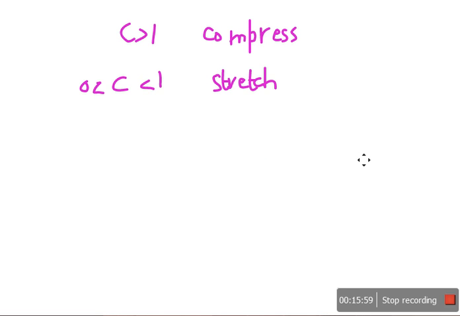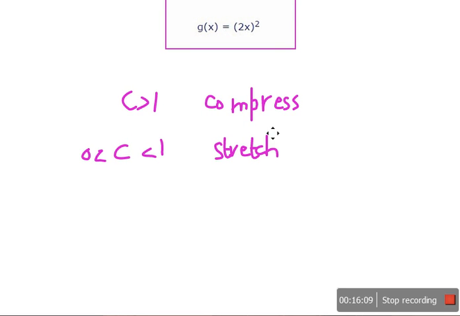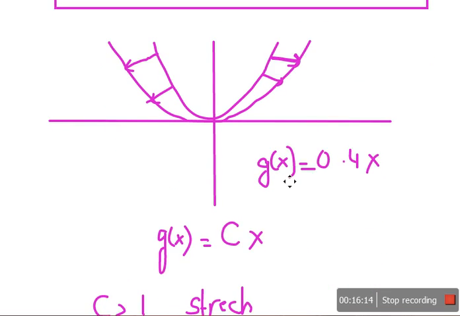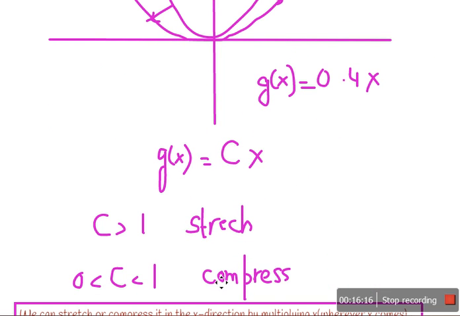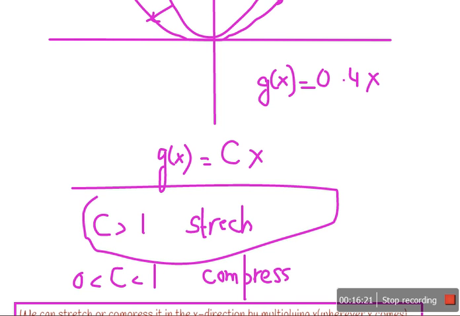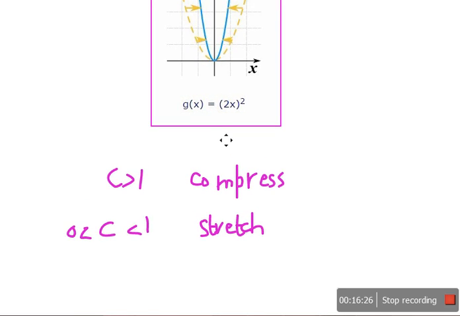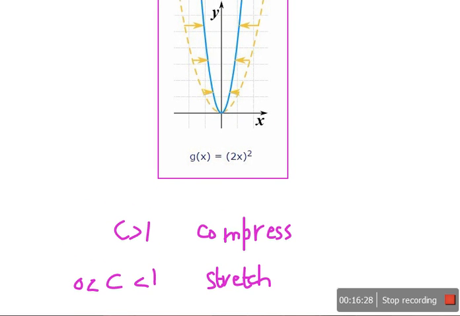So as you see, unlike the y direction, like the previous graph we were working on, bigger values here cause more compression. Previously, if you see, with bigger values, c greater than 1, the function was stretching. Now in the x direction, when you have bigger values, the function would compress. That is when you multiply something with the x value.